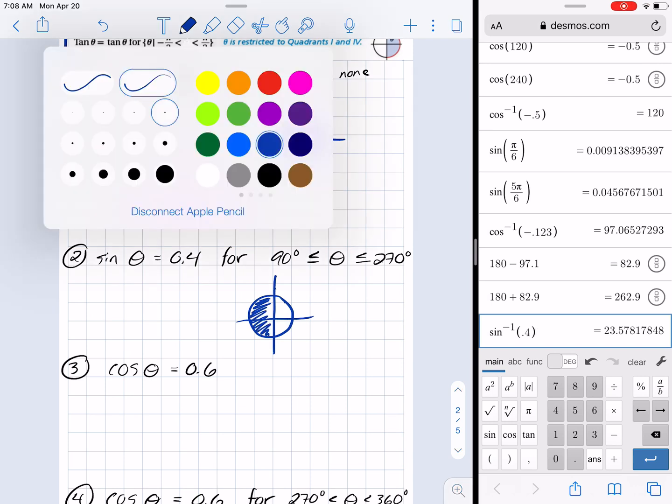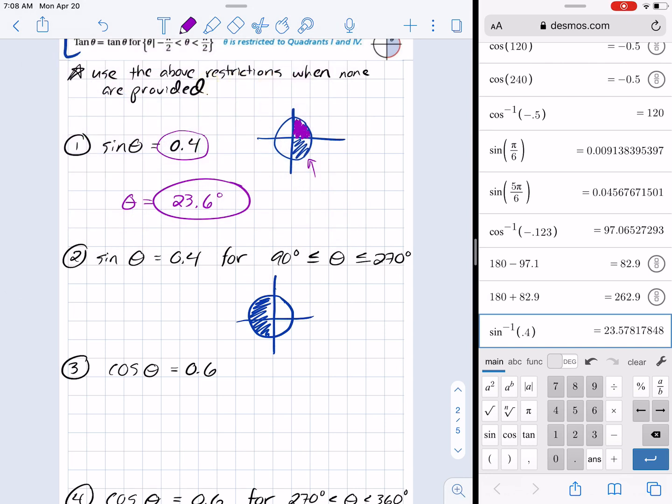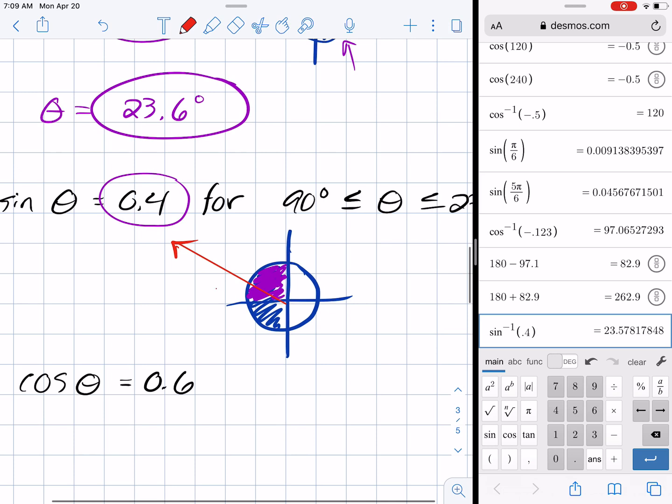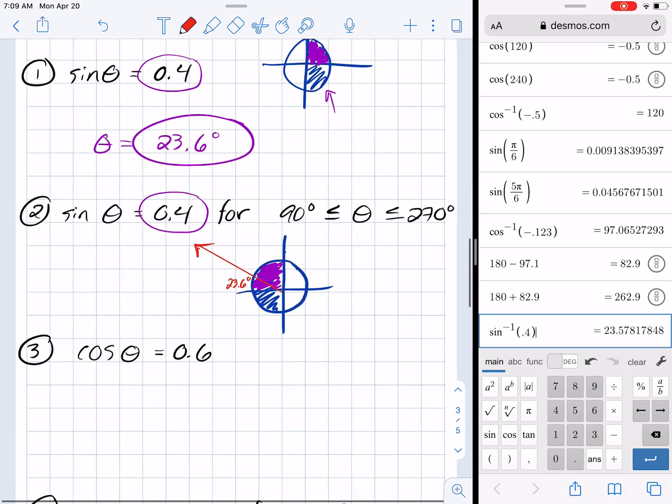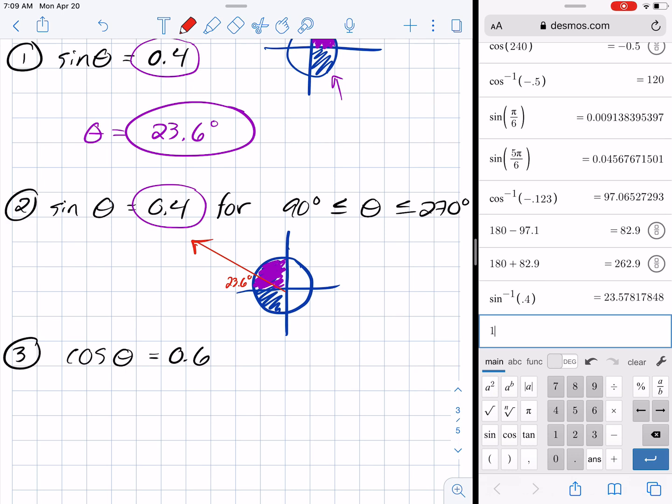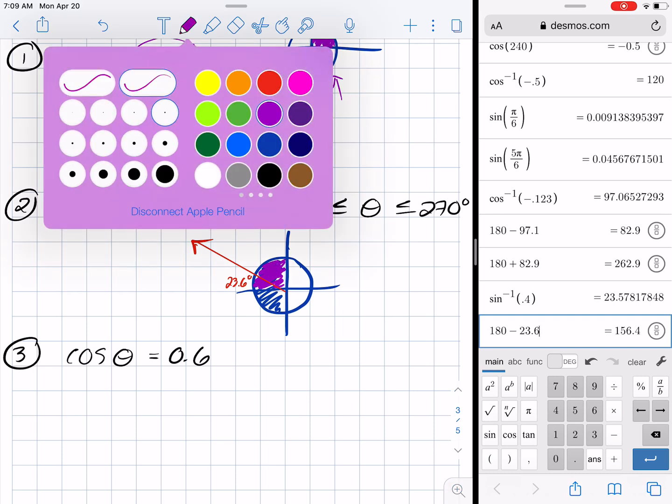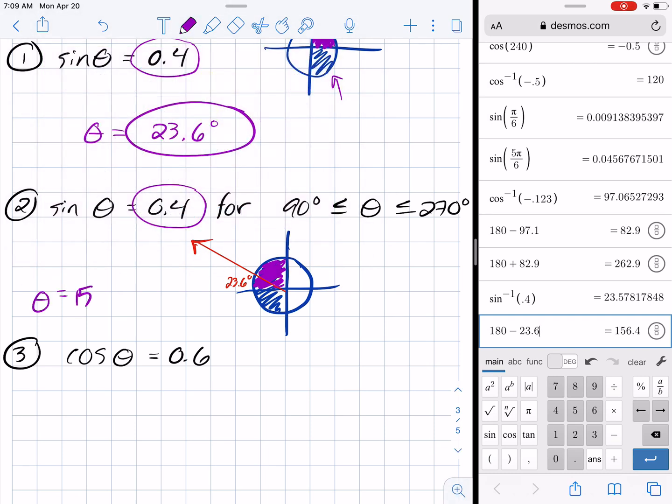Okay, and then you just ask yourself the same question. Out of these two quadrants, where is y positive? Because our ratio, again, it's still 0.4, is positive. Well, this one up here, the top one, y is positive in quadrants 1 and 2. And then you would just use a reference angle of 23.6 degrees. And that would be our answer to number 2. 180 minus 23.6 degrees gets us an angle measure of 156.4 degrees.